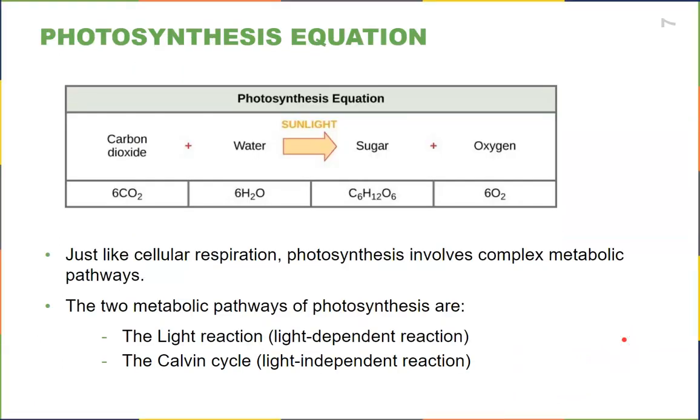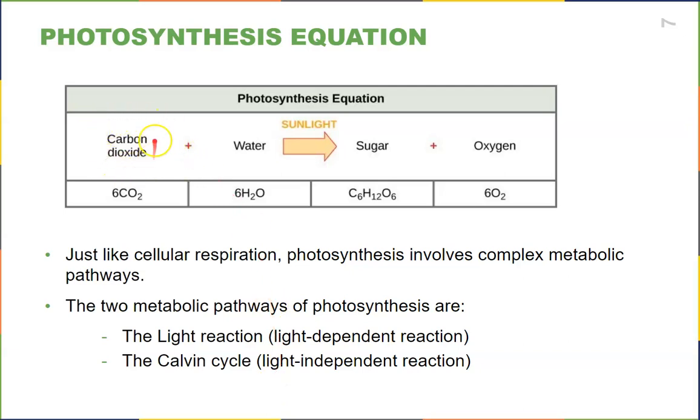All right, so here is the photosynthesis equation reaction. Yes, it's in a very simplified, nice form, but as we know, it does not happen in just one step. There's a lot of steps that go on. There are two metabolic pathways of photosynthesis: the light reaction and the Calvin cycle. If we think back, cellular respiration had what, 4 different pathways to go through, but photosynthesis just has 2. So yay, it's a little bit more simple.